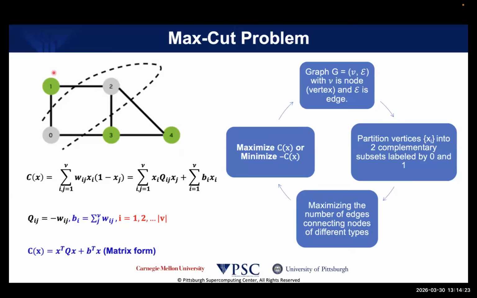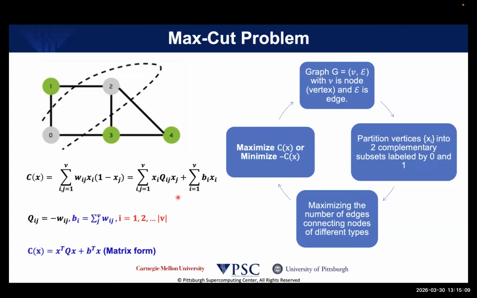To do that, we have this cost function here, and w_ij is the weight of the edges. Here we are assuming equal weights, and also non-directional edges, so it doesn't have any direction and will be symmetric. In this term, we can see that it contributes to the cost function only if x_i is 1 and x_j is 0, that means if the two nodes of the edge fall in different categories. Otherwise, if both are 0 or both are 1, they contribute nothing to the cost function. That means when we include more edges with different node types, our cost function gets maximized.